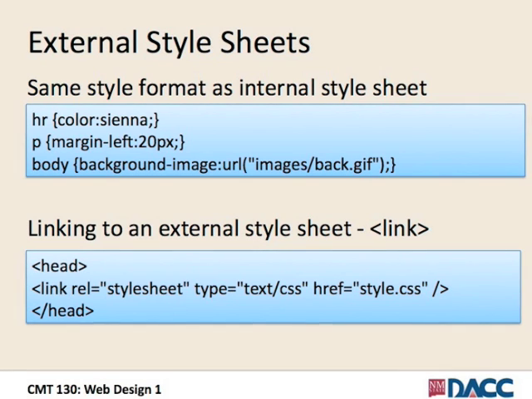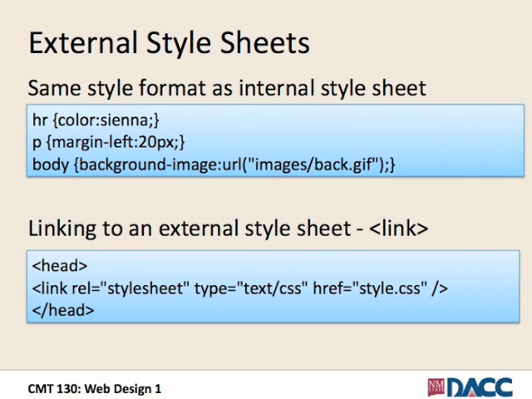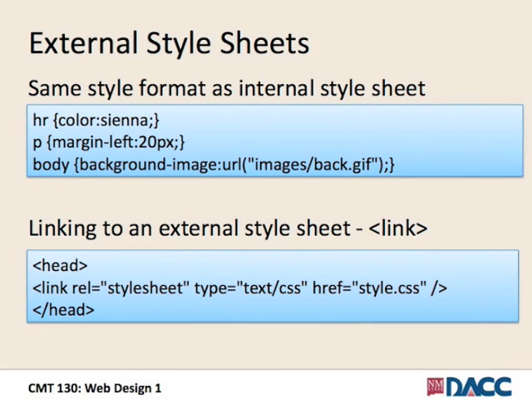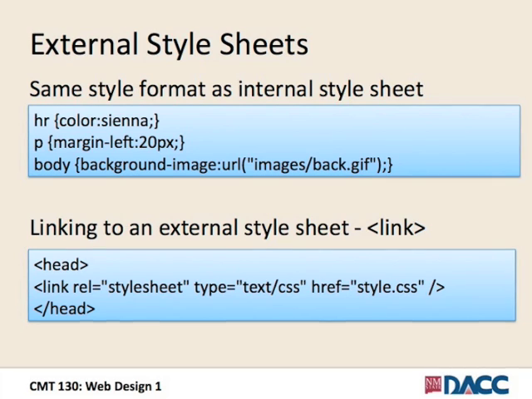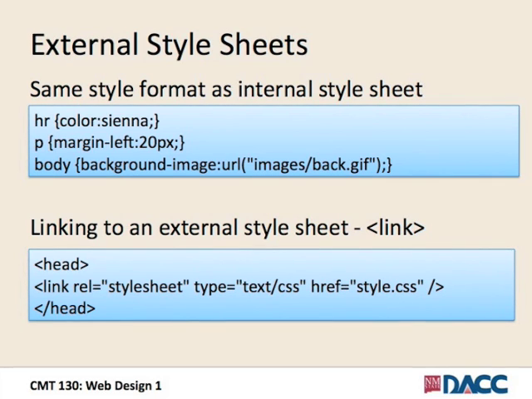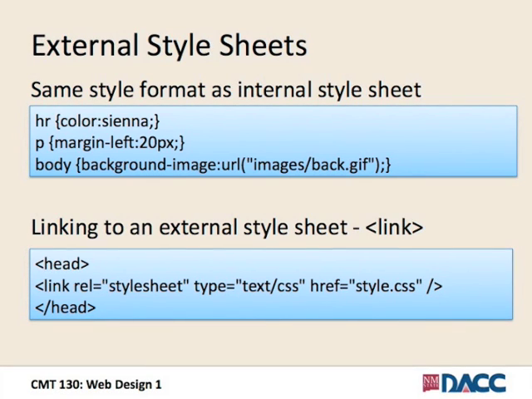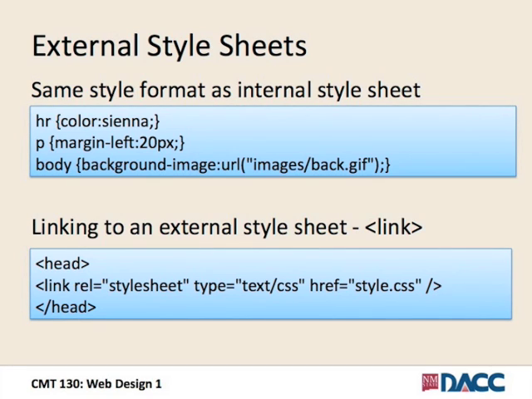External style sheets are plain text documents that end in .css. For external style sheets, you can use the same format for your CSS as you did in an internal style sheet. You just don't need the style tag. You can link to an external style sheet using the link tag. The link tag goes inside the head. Below is an example.